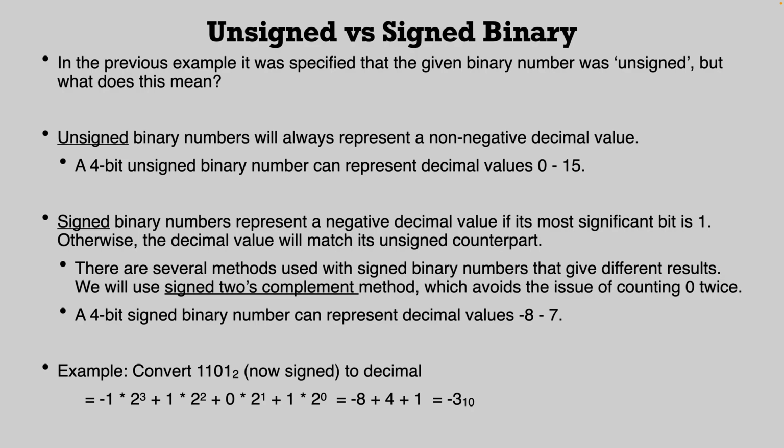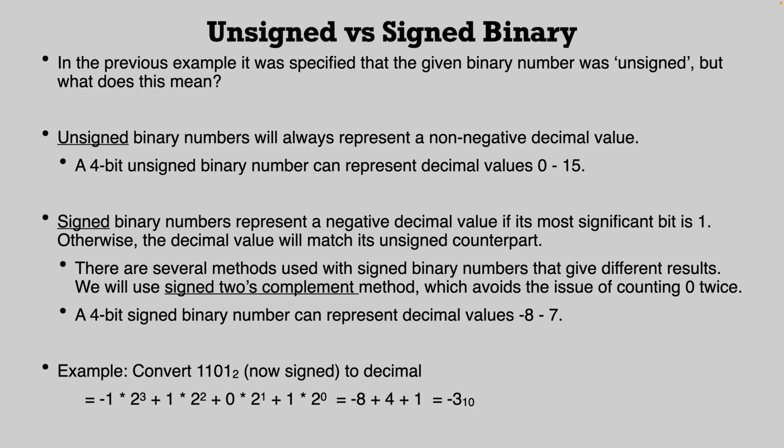And there are actually multiple methods used with signed binary numbers that will give different representations for the same number. But for this purpose, we'll be using the signed 2's complement method, because it avoids the issue of counting 0 twice, unlike some of the other methods. So with that in mind, a 4-bit signed binary number can represent decimal values -8 through 7. So basically half the values will be unchanged, and the upper half will represent negative values instead of the upper half of the positives.